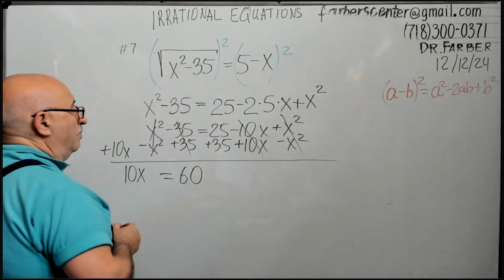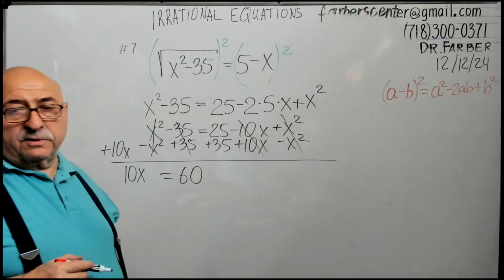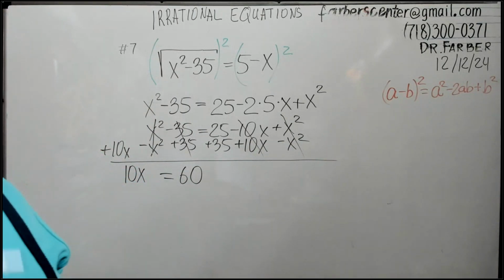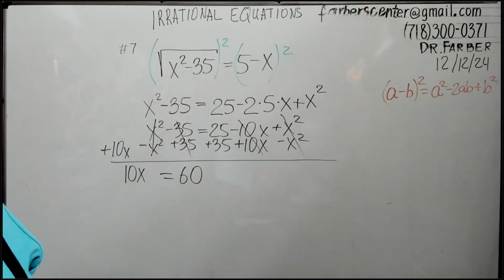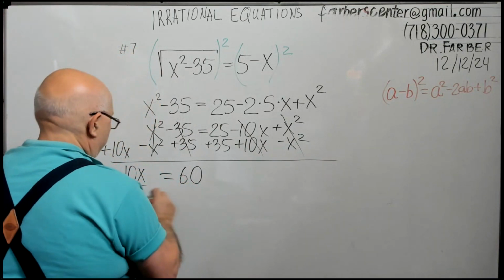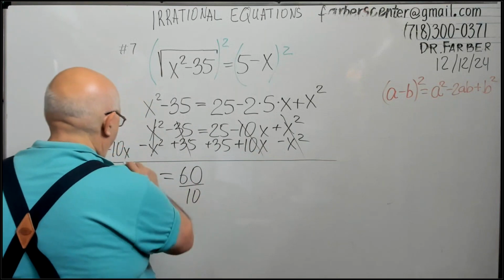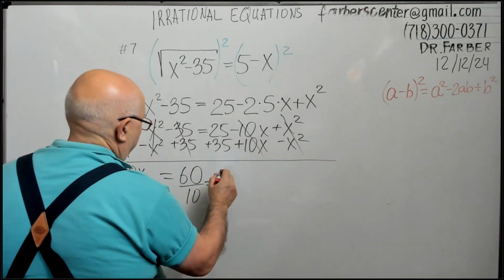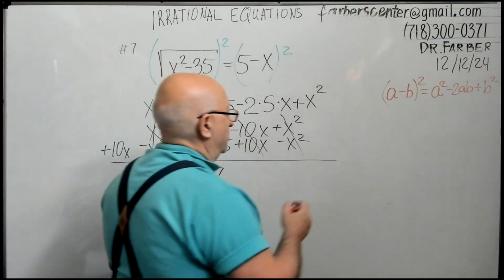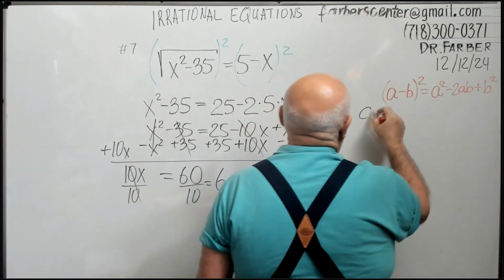You can operate with the right part the same way. Who understands up to this point 100%? Who has a question? Ask me questions. No questions? Okay, good. So divide both parts by 10. x equals 6. What are we supposed to do? Check.